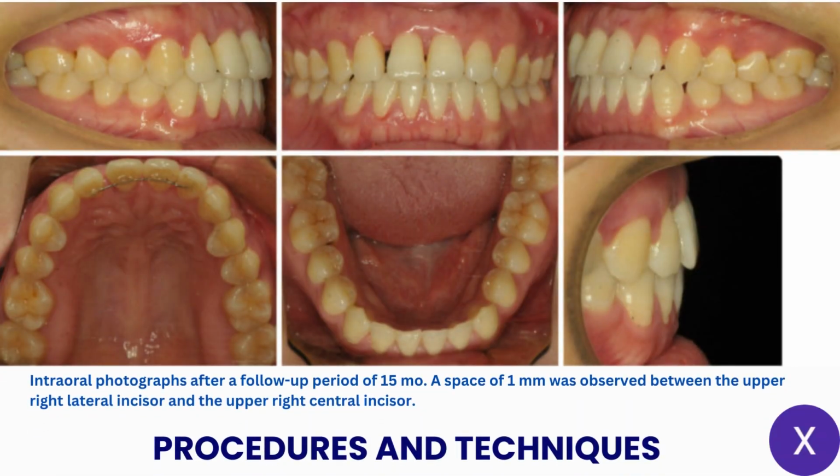After 15 months, the patient was called back. Unexpectedly, despite the fixed retainer being stable and undamaged, a 1 mm gap was found between the upper right lateral incisor and the upper right central incisor, indicating the existence of occlusal trauma. Minor premature contacts were still being seen at this point.